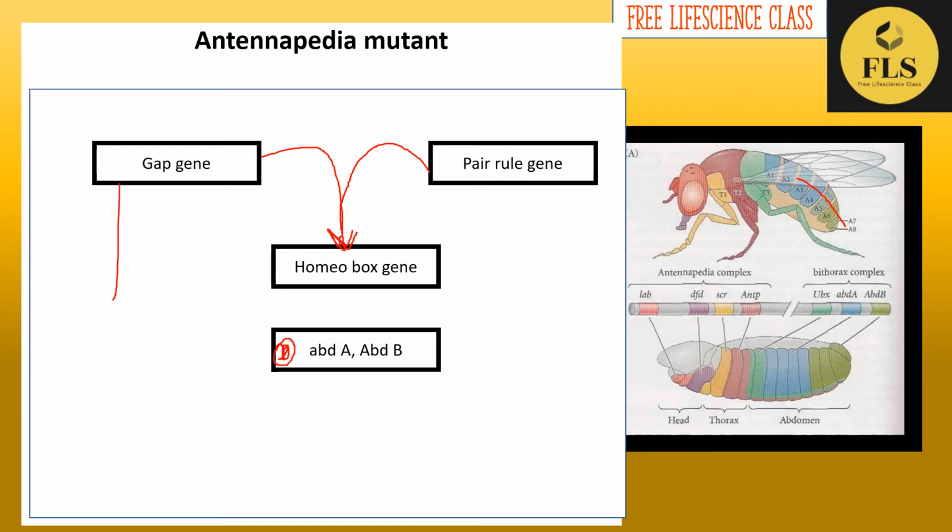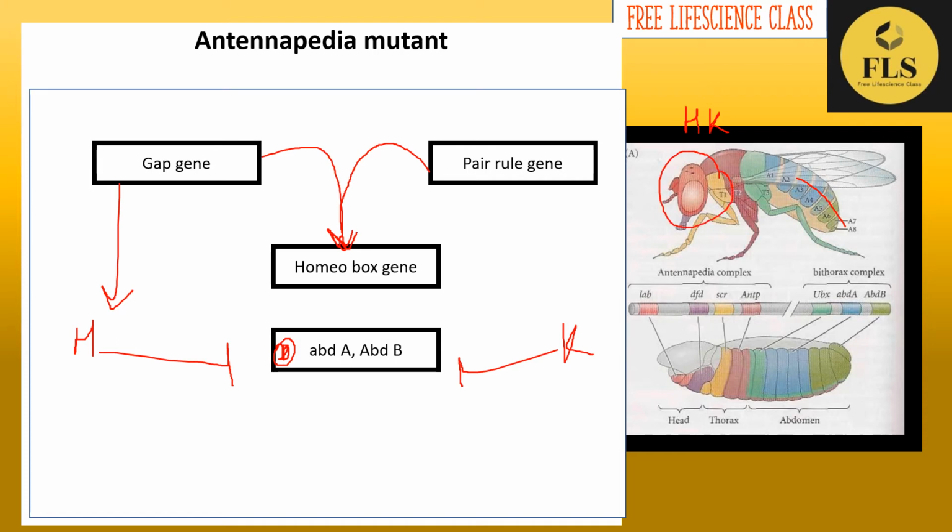The gap gene hunchback will inhibit these genes. Likewise, Krüppel, which is also a gap gene, inhibits abdominal A and abdominal B expression in the head segments, or head region. You can see this picture here. This is the head. In the head region, hunchback as well as Krüppel will be in higher concentration, so that the abdominal genes cannot express in this region.